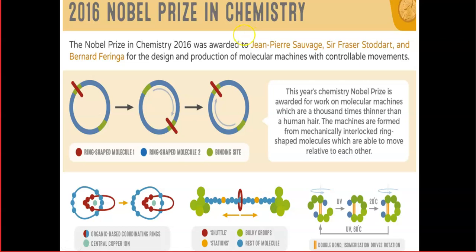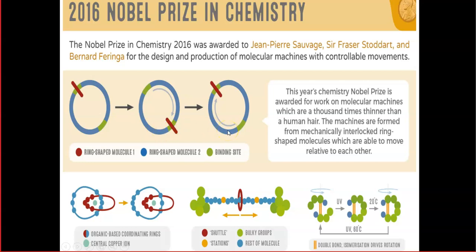Very advanced. So the Nobel Prize was given in 2016 for designing and producing molecular machines with controllable movements. You can see these ring-shaped molecules: this is the first molecule, this is the second molecule, this is the third molecule. You can consider that inside our body at a cellular level these rings will be there, one, two, three.